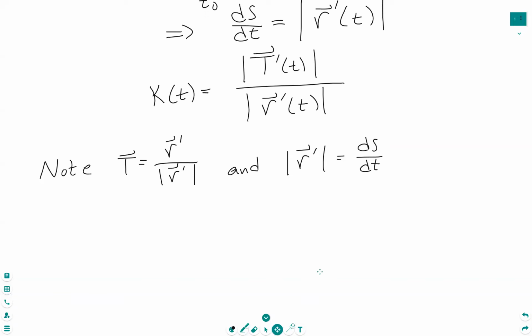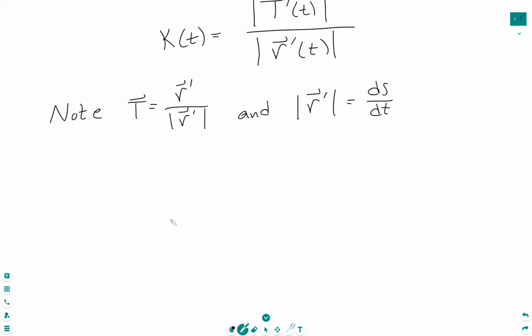So what I'm going to do is look at r prime. From this relationship here, I can note that r prime is the speed times the unit tangent vector. And that makes sense, right? I have my direction, this T, and then I have my magnitude, the speed, and that gives me my velocity.